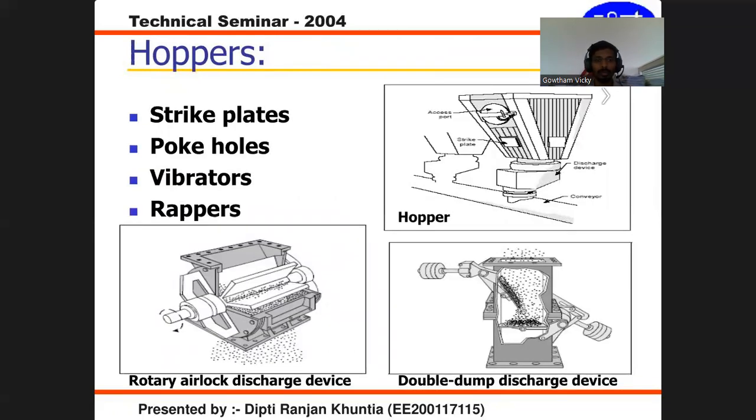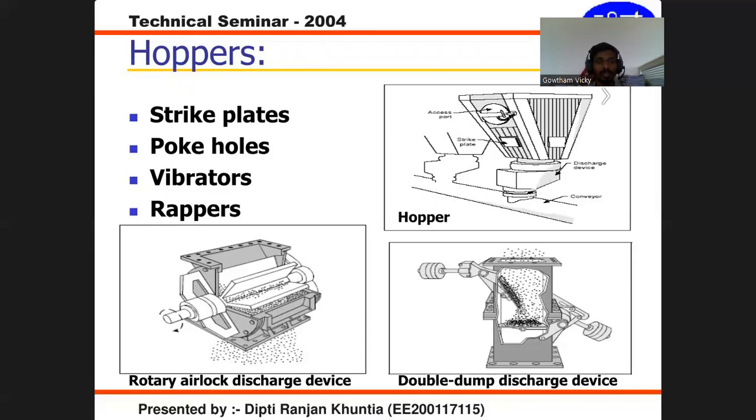Then the hoppers. The hopper is nothing but the closed positions and then openings. In the hoppers, there should be the strike plates, poke holes, and then vibrators, and then wrappers. So these are the main components of these hoppers.